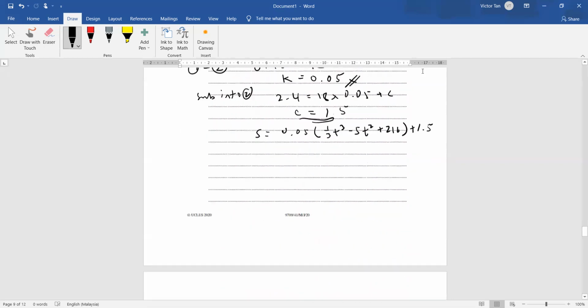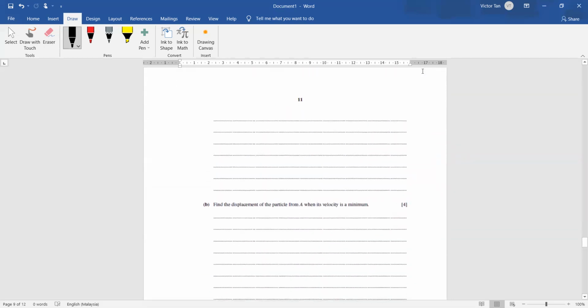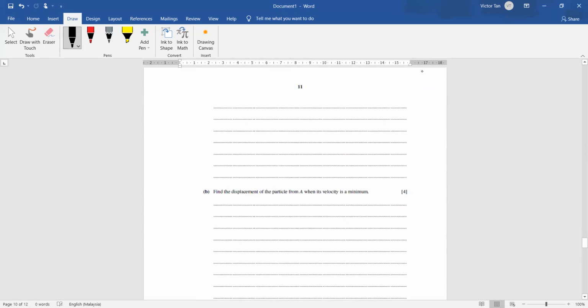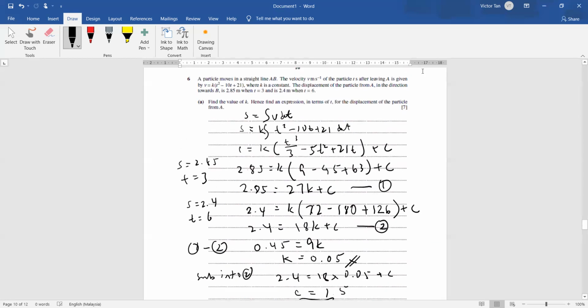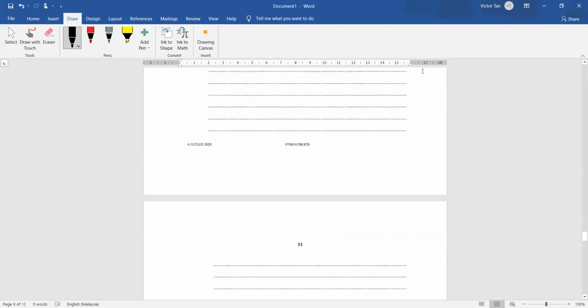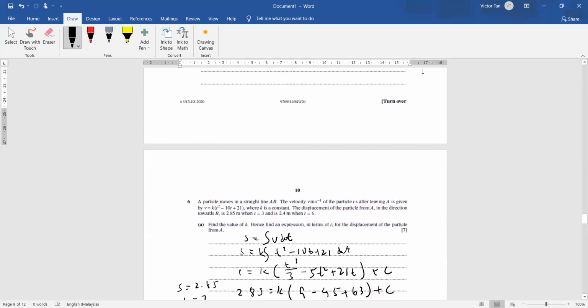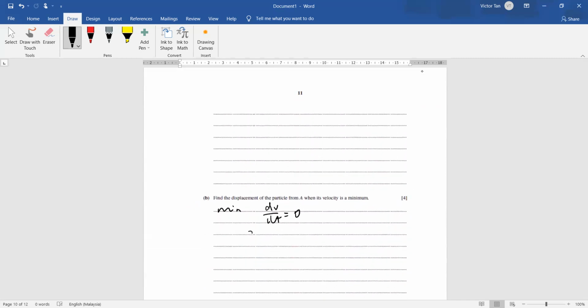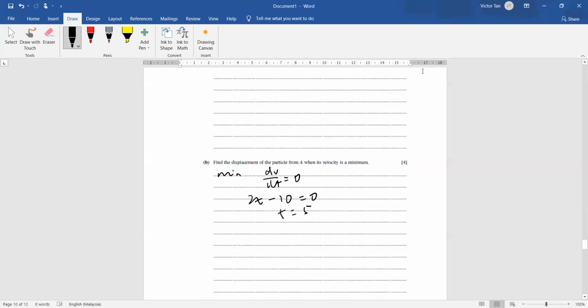Find the displacement of the particle from A when its velocity is a minimum. Velocity is minimum when dv over dt equals 0. So you need to differentiate: 3t squared minus 10 gives 2t minus 10. 2t minus 10 equals 0, so t equals 5. This is the time when velocity is minimum.